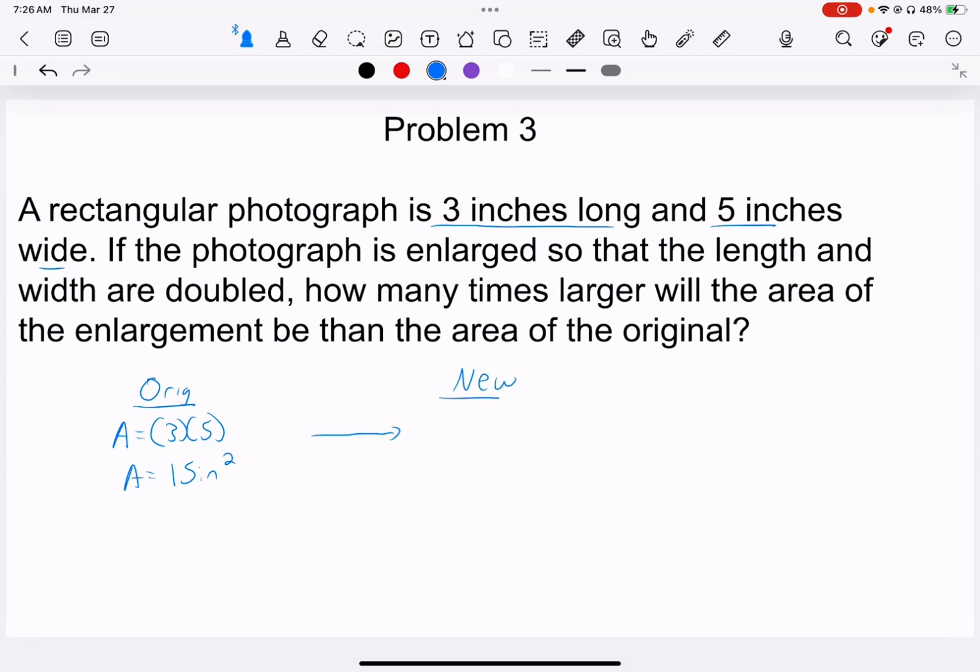Now for my new rectangle, or my new photograph, the length and the width are both doubled. So that means the length is now 6 and the width is 10. So the area would be 6 times 10, which is 60 inches squared. Now to determine how many times greater that is, I'm just going to divide them. 60 divided by 15 is 4. So we could say that the new photograph is 4 times larger.